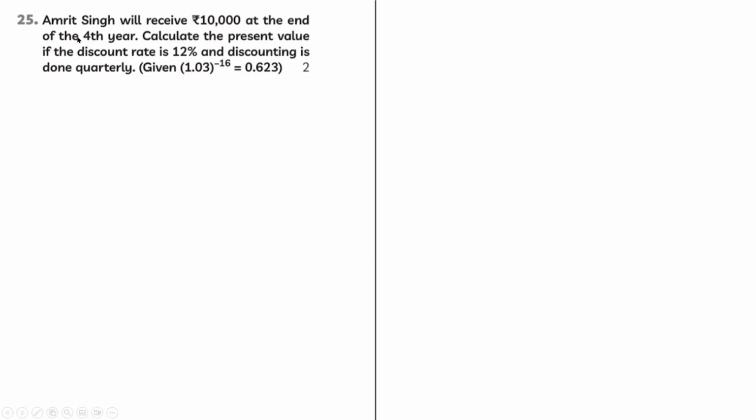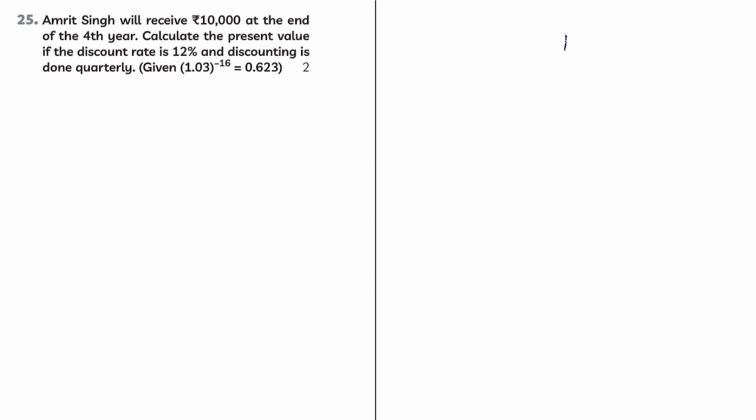Next question. Amrit Singh will receive rupees 10,000 at the end of the 4th year. Calculate the present value if the discount rate is 12% and discounting is done quarterly. So here we can see that Amrit Singh will receive this amount, rupees 10,000, in the future, that is at the end of 4th year. We have to find the present value of this rupees 10,000 when the discount rate is 12% and discounting is done quarterly.